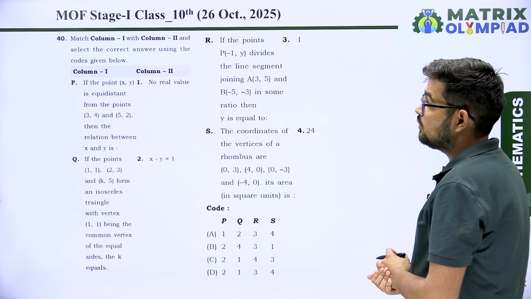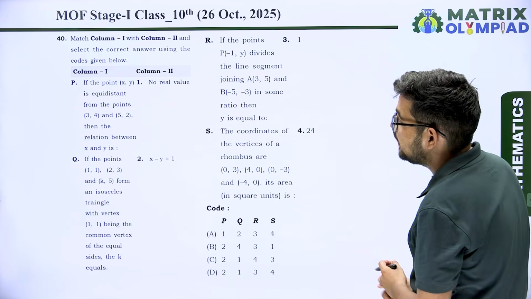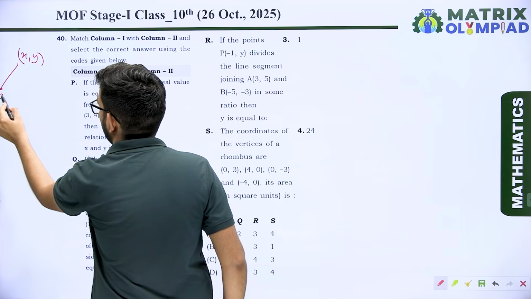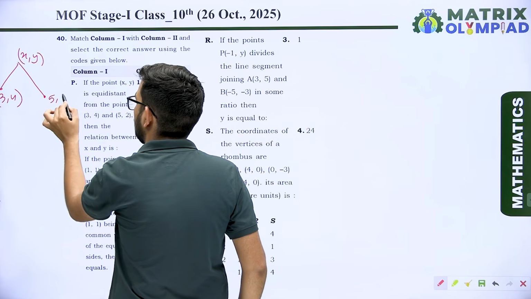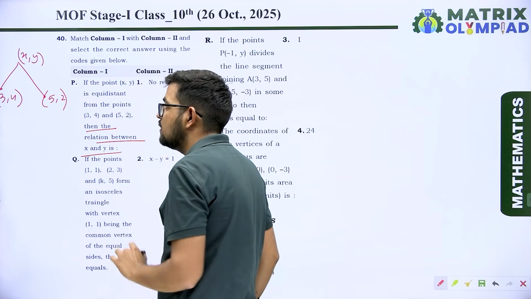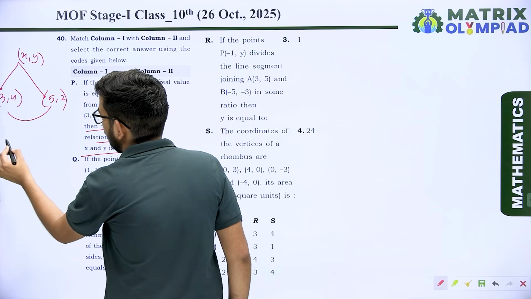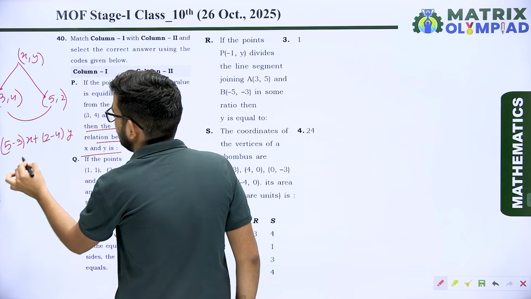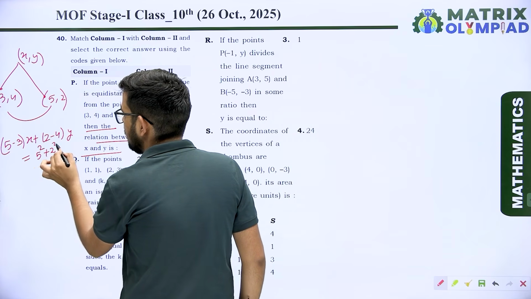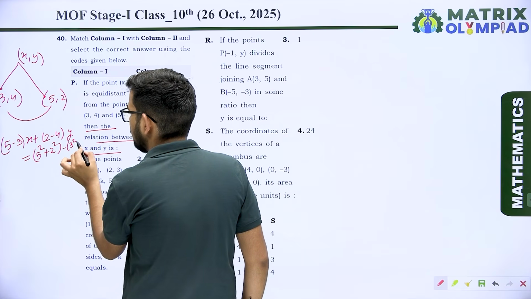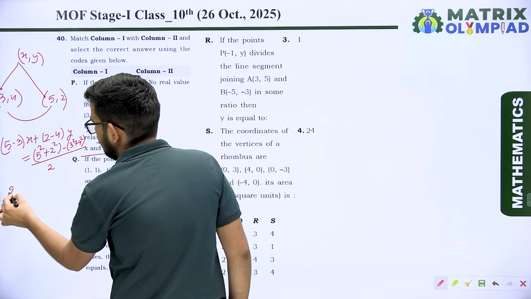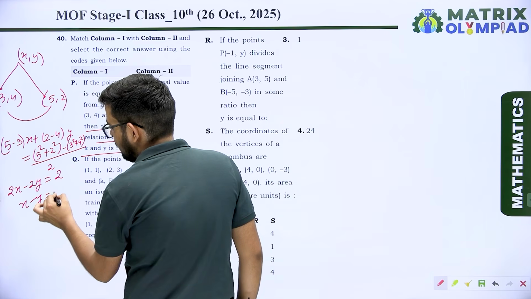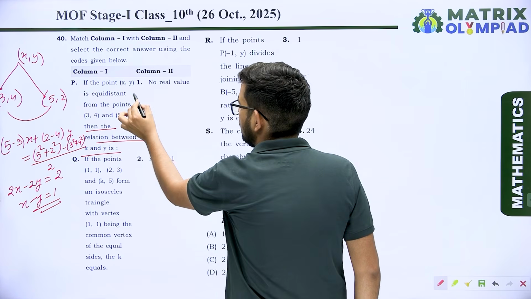Our next question, number 40, match column first with column second. P: if the point (x, y) is equidistant from (3, 4) and (5, 2), then the relationship between x and y is, so the relation will be (5 − 3)x + (2 − 4)y = (5² + 2² − 3² − 4²)/2, that is 2x − 2y = 4/2, that is 2, that is x − y = 1. So P's correct match is the second one.